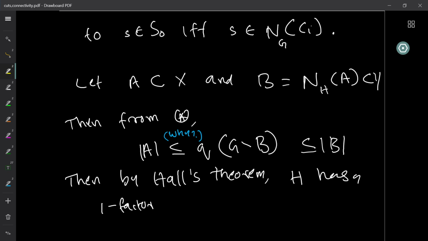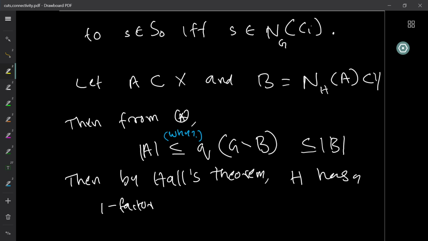Now we show that this graph has a perfect matching by using Hall's theorem. We have just proved Hall's theorem before. So to use Hall's theorem, we just need to show that for an arbitrary subset A of vertices of X, its neighborhood must satisfy the condition that the cardinality of A is less than or equal to the cardinality of the neighborhood.